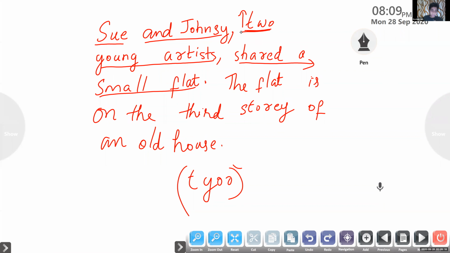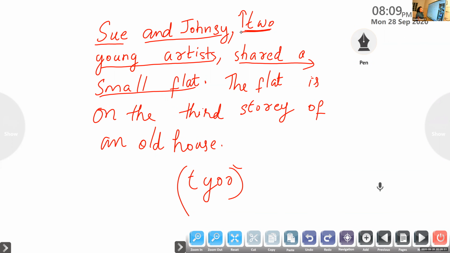Young artist. Once again. Two young artist. Good. It's okay, Eva. Young artist. No, there is no gap between young and artist. You have to say it quickly without break. Young artist. Say it like that. Now say it again. Two young artists. Perfect. Say it like that always.